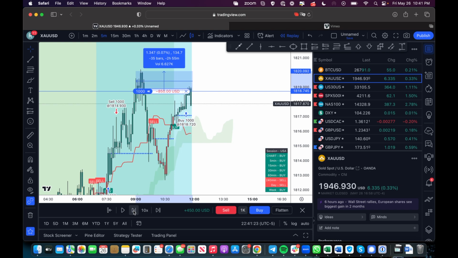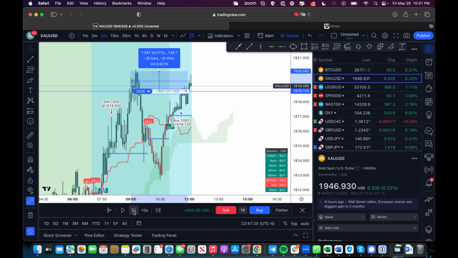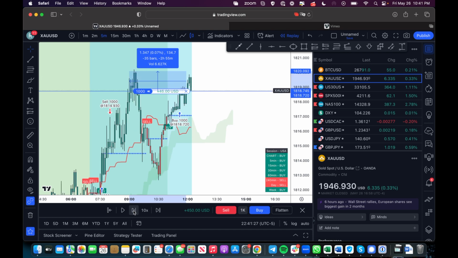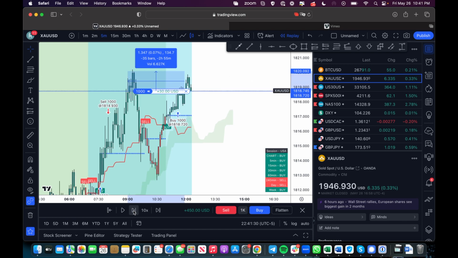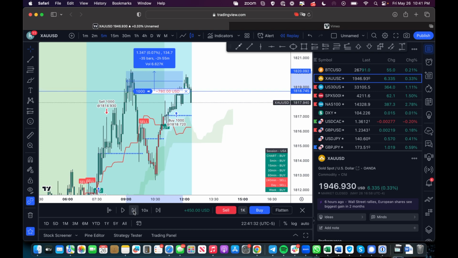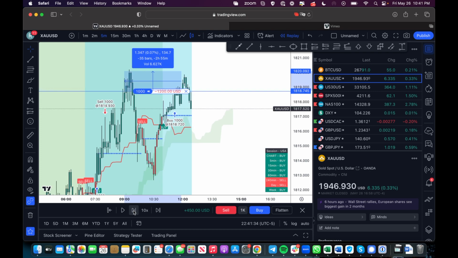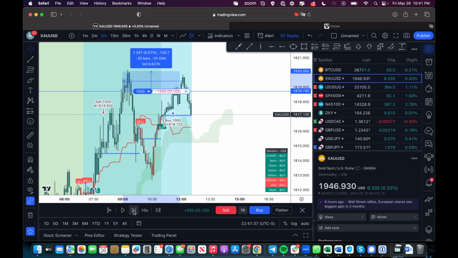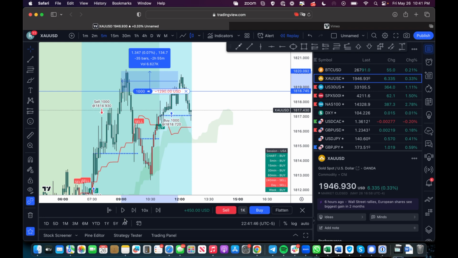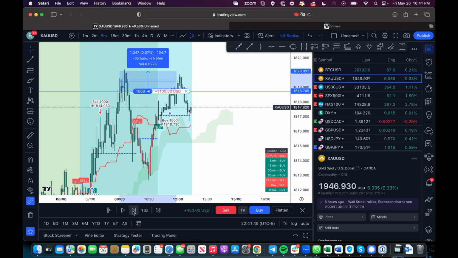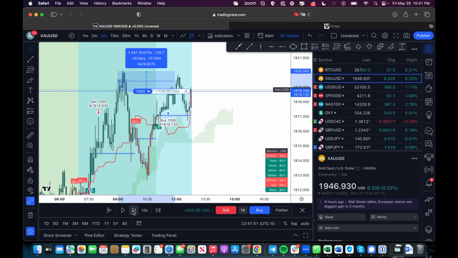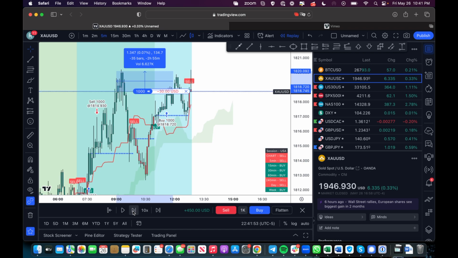Got a pullback, and let's see how this next candle plays out. We're at about a 1-to-1 risk reward right now. Oh, rejected up. Let's see if we can get this thing to push up here. I know it called out sells, but we were starting to push up, and then boom, we would have hit it right here.